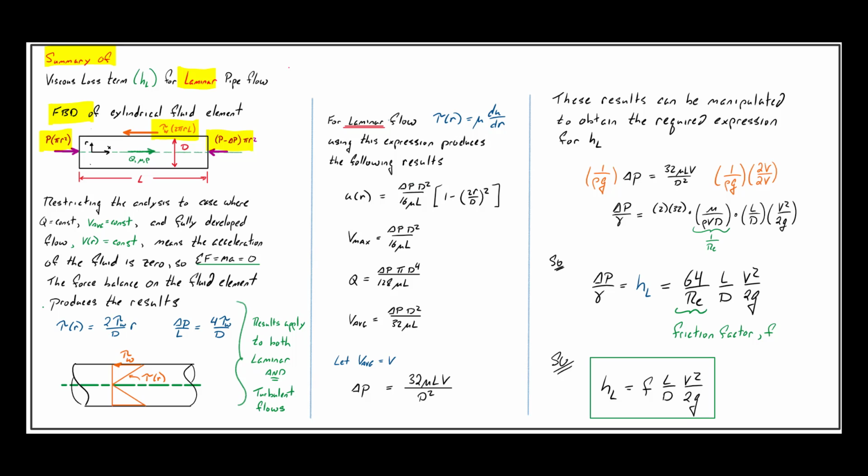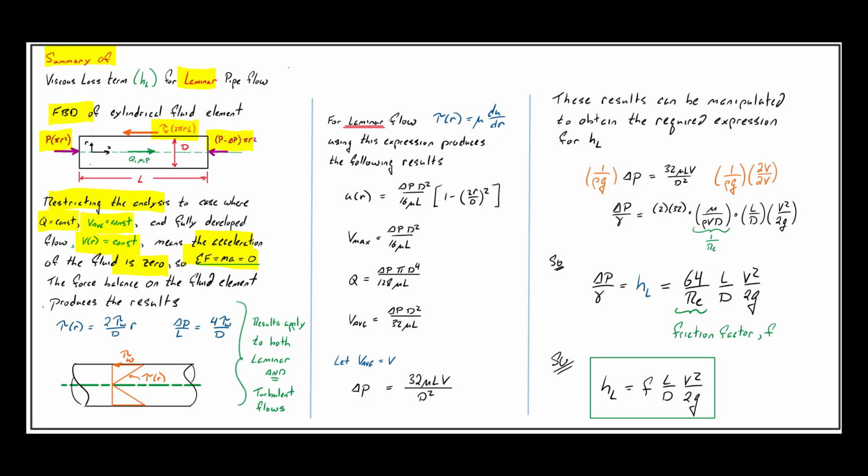And in this case, in the analysis, we restricted our analysis to Q equaling a constant. So if Q equals a constant, that gives me the average velocity as a constant. And then for fully developed flow, we also find that at any radial location, the velocity is also going to be a constant. So that means that the acceleration of the fluid is zero. So we were able to do essentially a static force balance on the element because the sum of the forces has to equal zero since there's no acceleration.